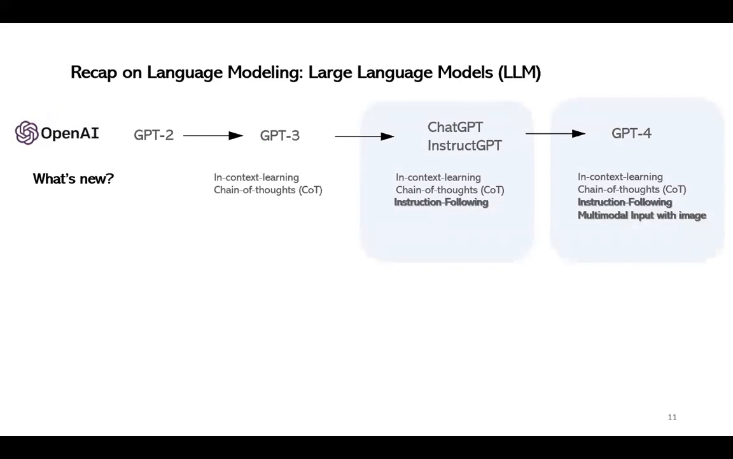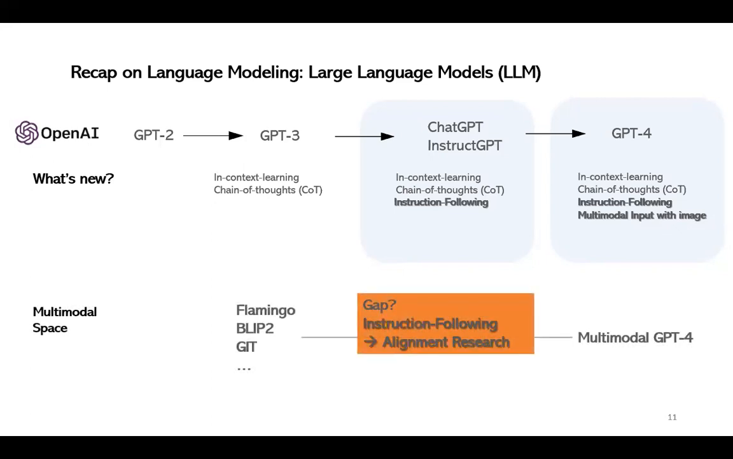To better illustrate the gap between the existing models and the multi-modal GPT-4, I use the language model history from the OpenAI GPT families. Here I mainly illustrate the emerging properties that I personally found interesting for each generation of their models. For GPT-3, it is in-context learning and chain of thought. For ChatGPT and InstructGPT, the most important property to me is instruction following, but it's still in the language domain. When it comes to GPT-4, there's one additional capability, which is allowing image input.